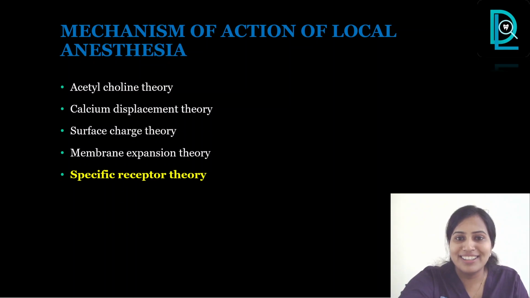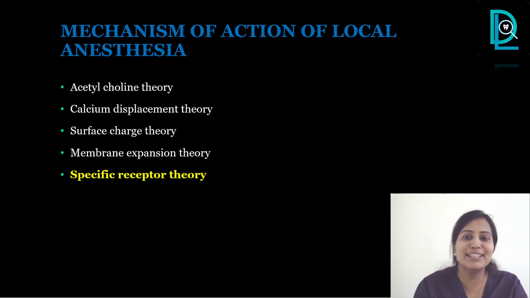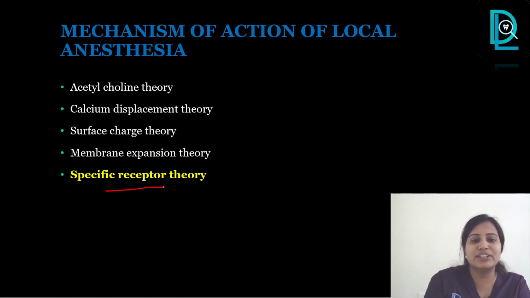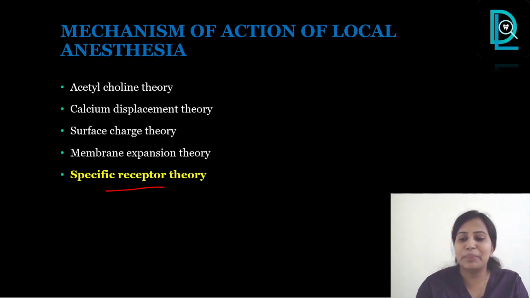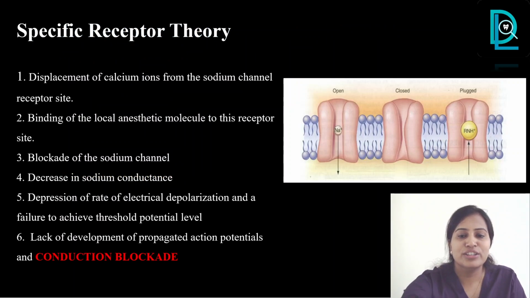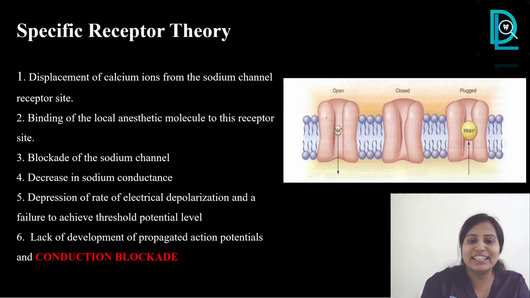Now let's move on to the mechanism of action of local anesthesia. Many theories have been proposed to explain it: the acetylcholine theory, the calcium displacement theory, and so on. But the most accepted one is the specific receptor theory, and I'll be explaining that one in detail here. So let's see. We have already seen the basics, right?